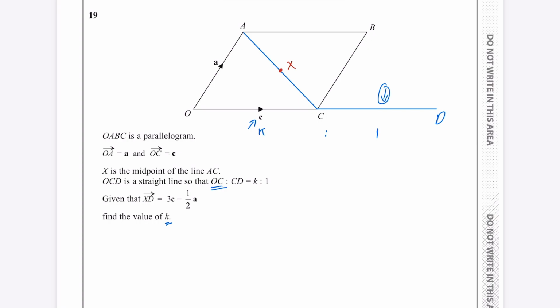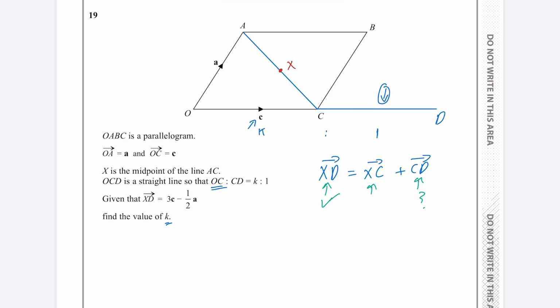So how do we go about doing this? So what has the question given us? It's given us XD. So we know that if you write it out as vectors, XD is the same as going from X to C plus C to D. Now, I need to know two of these to find this one out. I know what this one is, so I'll put a tick there. I need to find what XC is. Can I find what XC is?